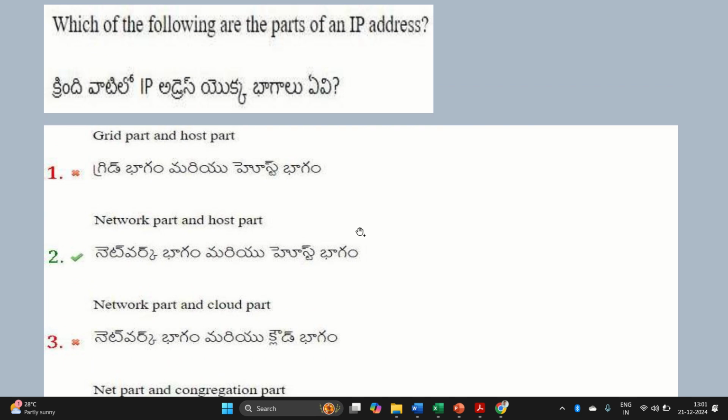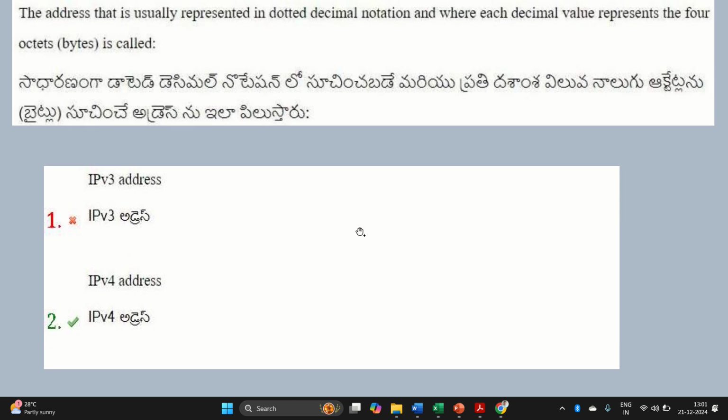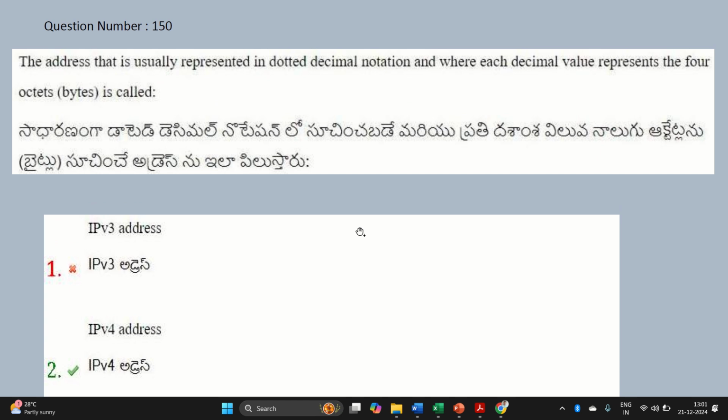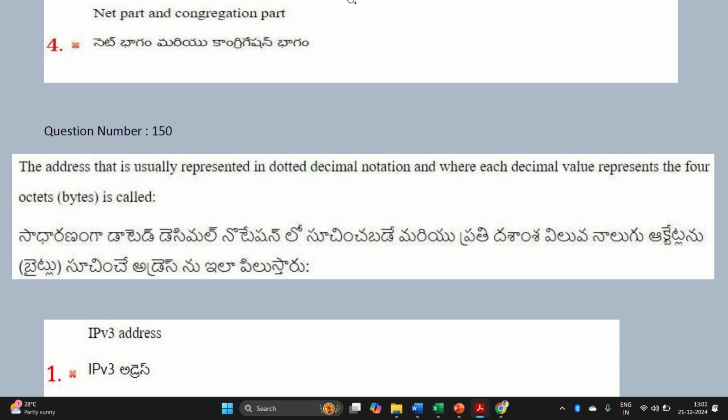Which of the following are the parts of an IP address? Network part and host part. IPv4 address is the address that is usually represented in dotted decimal notation, where each decimal value represents 1 of the 4 bytes. Okay, that's all. These are the questions which were asked in MPSC, DL, JL, from the e-commerce subject.